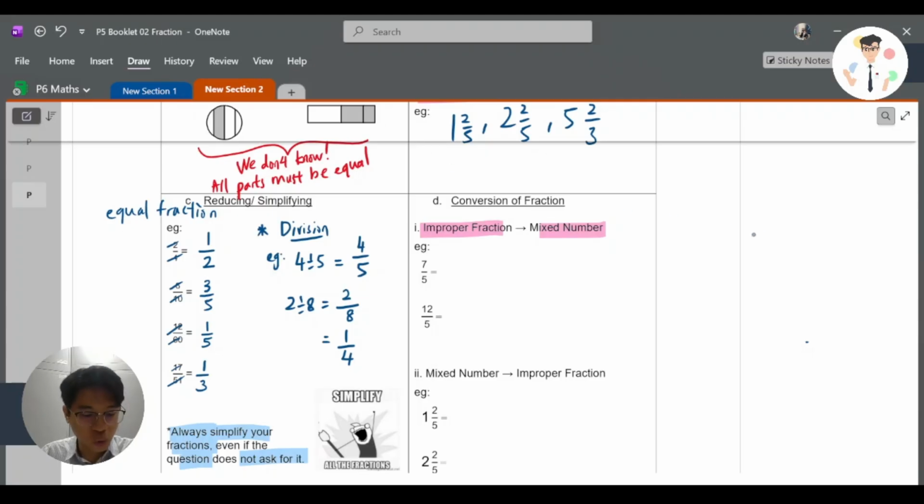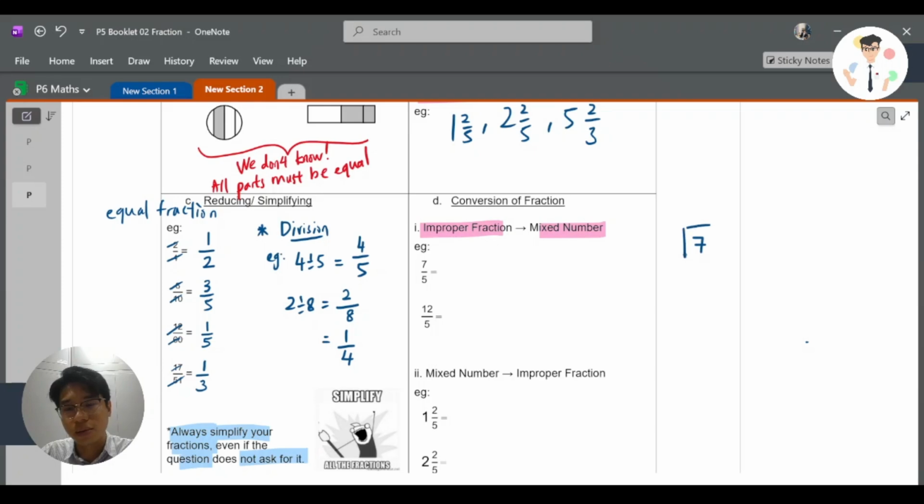Now, the first way that you can do that is you do something like this. 7 divided by 5. Again, 7 over 5 means what? 7 divided by 5, correct? So it's something like this. 4 divided by 5 means 4 over 5. So 7 divided by 5. And we just do as per normal.